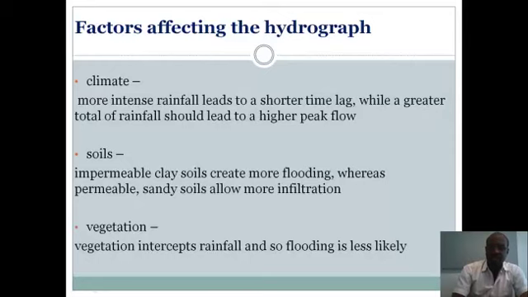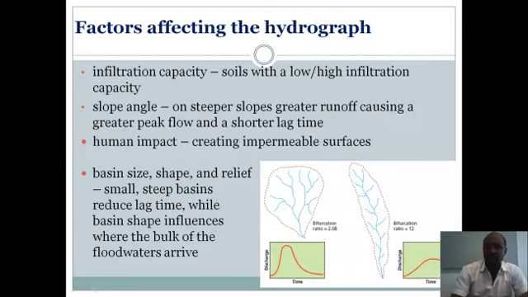Besides this, there are different factors which affect our water resources or hydrograph. Climate could affect it. More intense rainfall leads to a shorter time lag, while a greater total of rainfall should lead to a higher peak flow. And also soil, whether it is impermeable or not, whether it is covered or not, still affects our hydrograph.